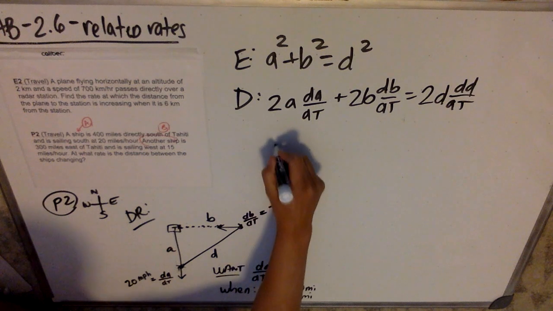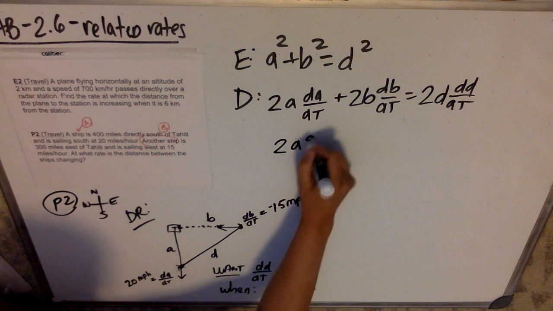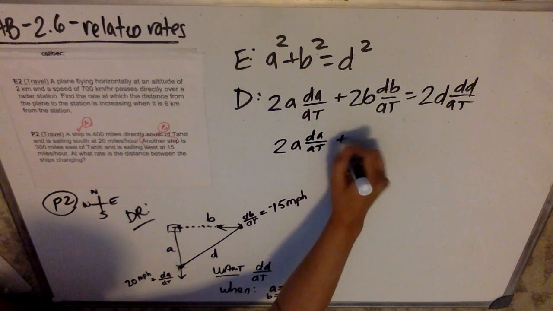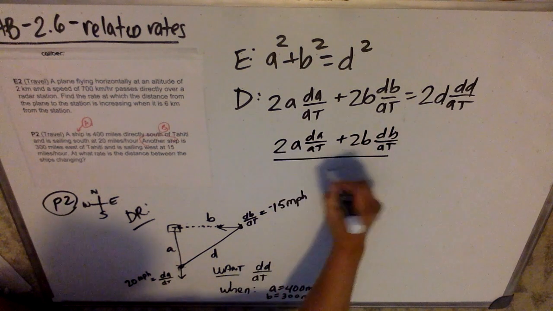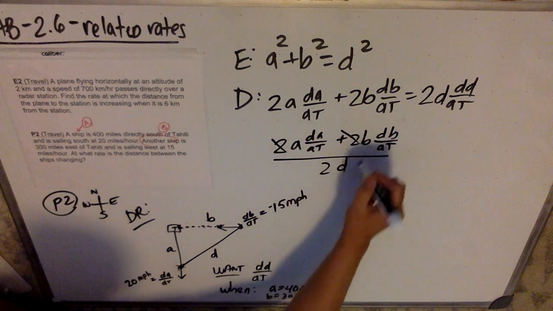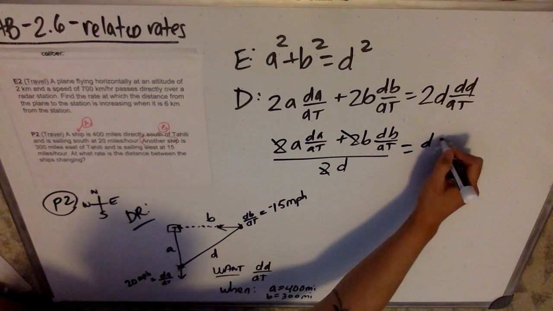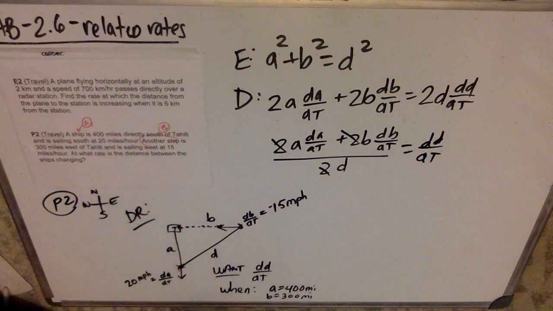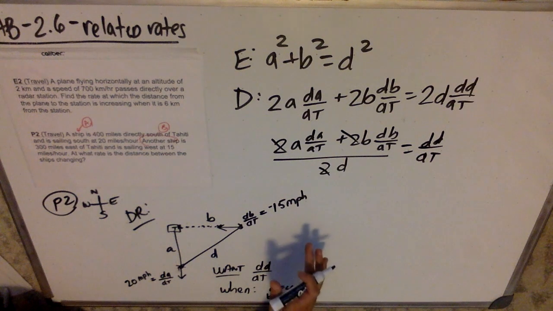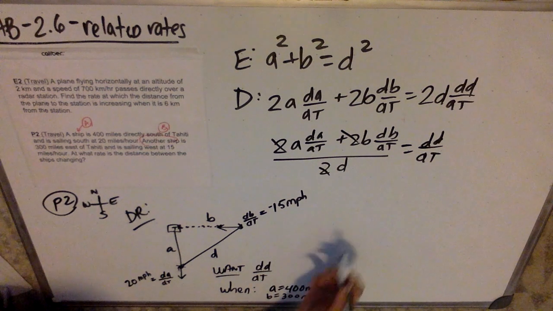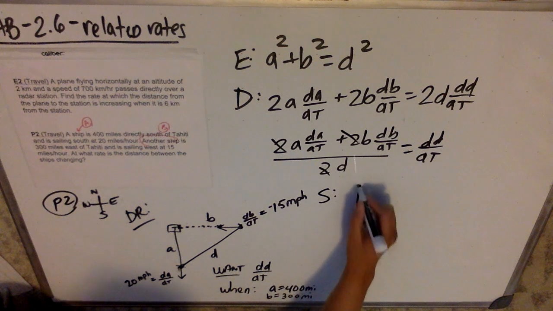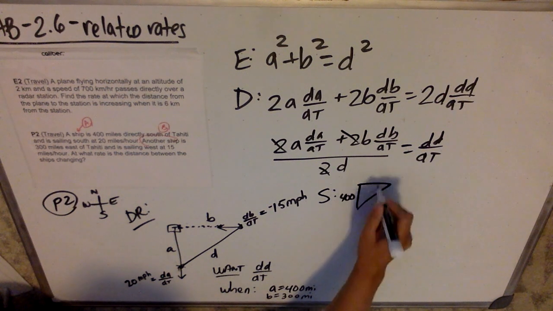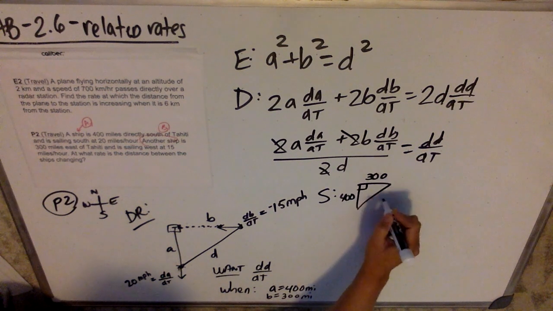So if I want, I can make this 2A dA/dt plus 2B dB/dt all over 2D equals dD/dt, right? Again, I'd probably cancel those 2's, but it's up to you, because I could factor a 2 out of the top and cancel them. I can only do that because they literally all have a 2 that I could factor out. Now, I want to substitute specific stuff in. Well, here's the fun thing. I know at this moment that I have a 400 and a 300 and D.